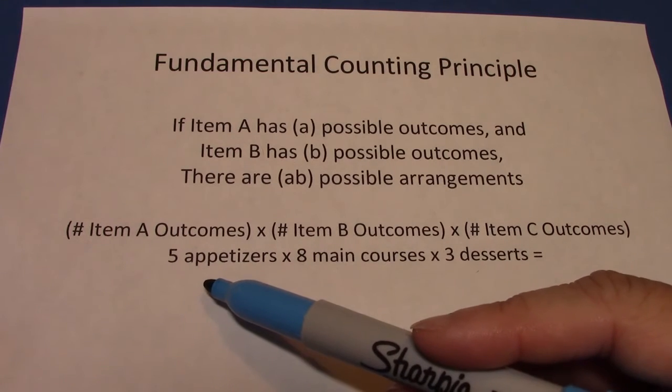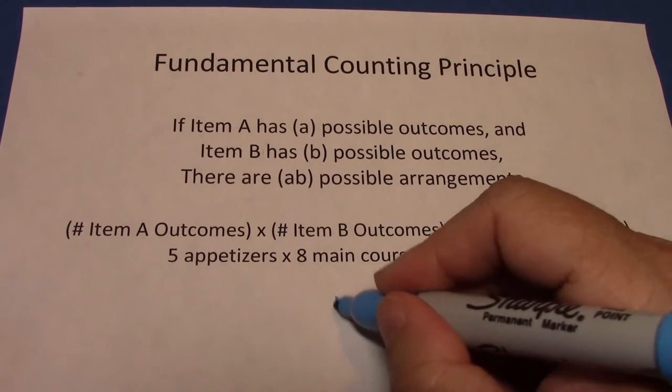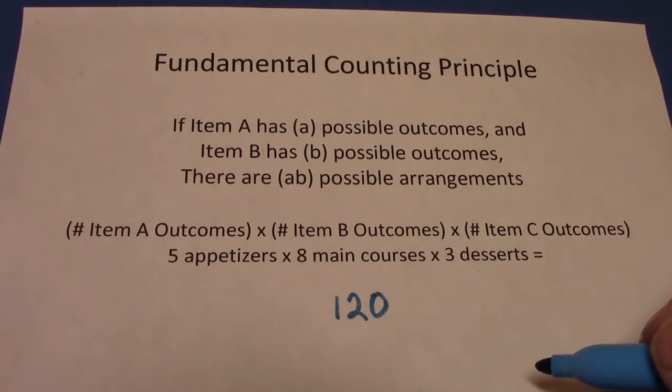So there are 5 times 8 times 3 combinations. That's 120 different meal possibilities that we could have.